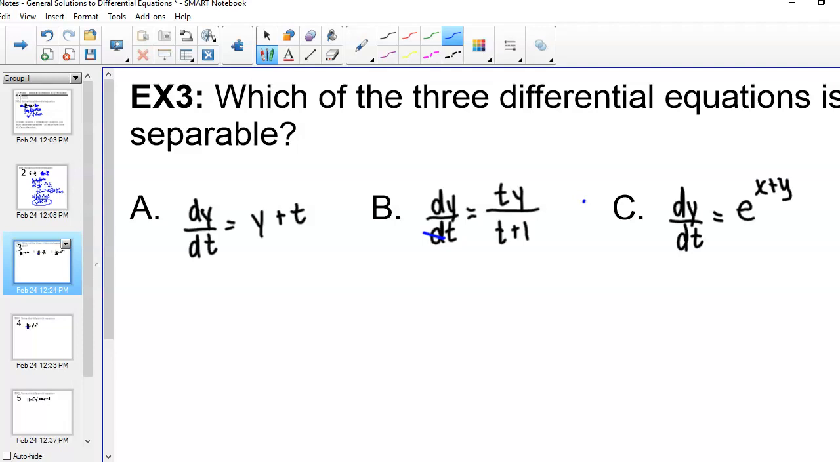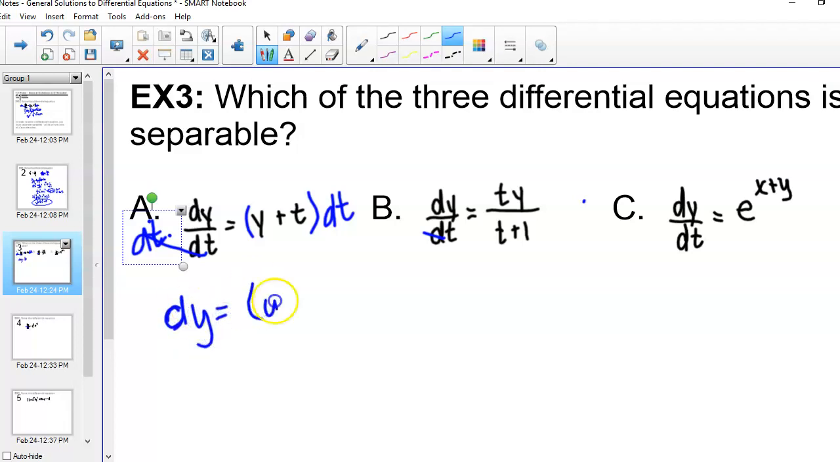So if we look at the problems that we have right here, the first one here, I've got y plus t. If I were trying to separate this, I could multiply both sides by dt. That's pretty much the first step you always want to do, because you have to have your dy on one side and your dt on the other. It might be a dx. It just depends. So dy would equal (y plus t) dt. You've got to make sure you've got those parentheses there.